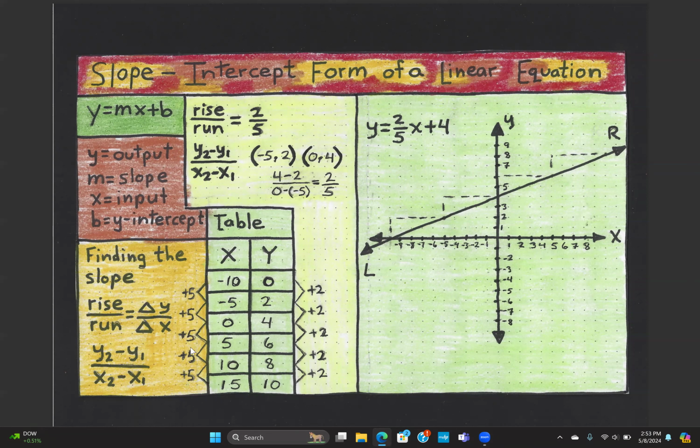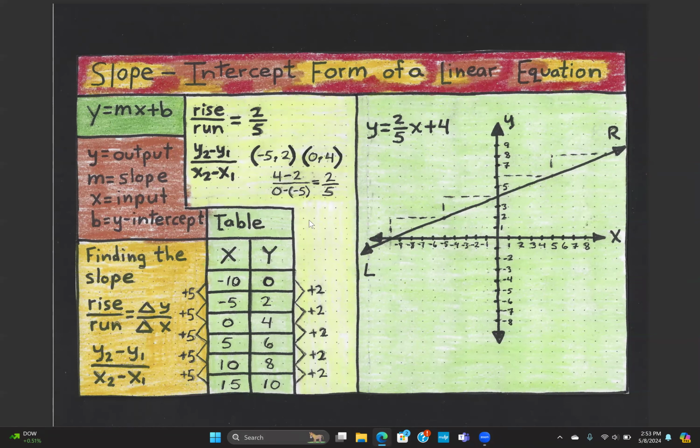And in this case, right here on the x side, it changes by 5 because we go from negative 10 to negative 5 to 0, 5, 10, and 15. And then what we can do, we can just simply put the change in y, which is 2, over the change in x, which is a positive 5, letting us know that it is a positive slope because when you see right here, it has a high right and a low left.